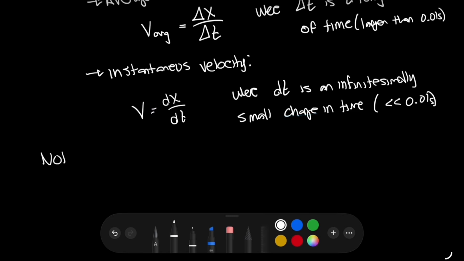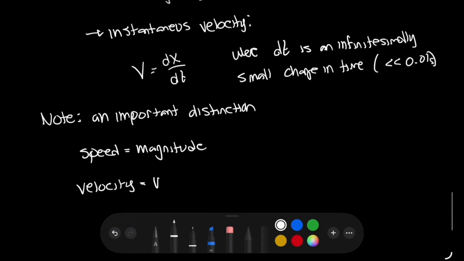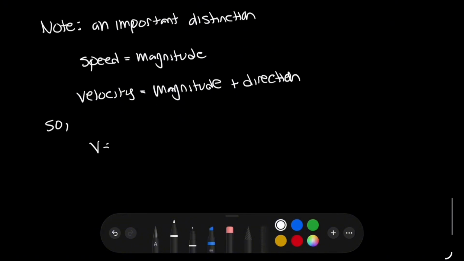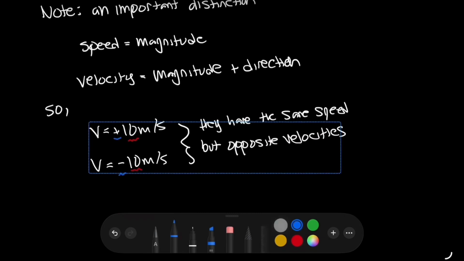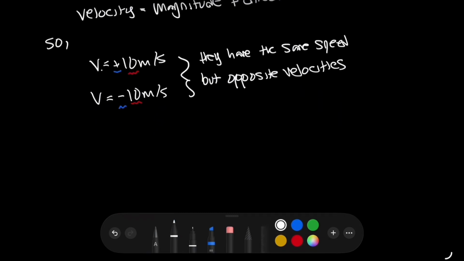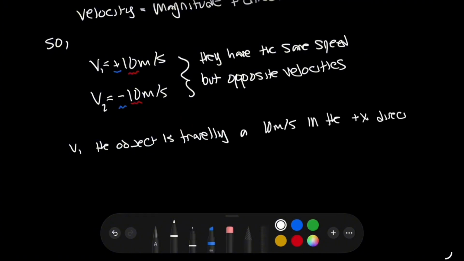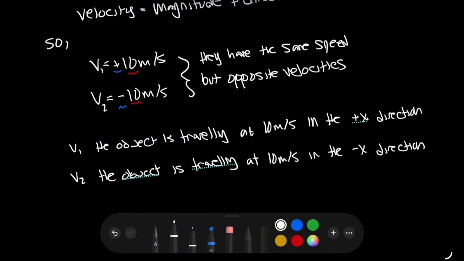And so one thing to note is an important distinction here. Speed is a magnitude, but velocity is a magnitude plus a direction. So if we're given these two velocities here, they have the same speed, equal to 10, but they have opposite velocities because one is positive and one is negative. And if you label them v1 and v2, v1, the object is traveling at 10 meters per second in the positive x direction, and v2, the object is traveling 10 meters per second, but in the negative x direction.